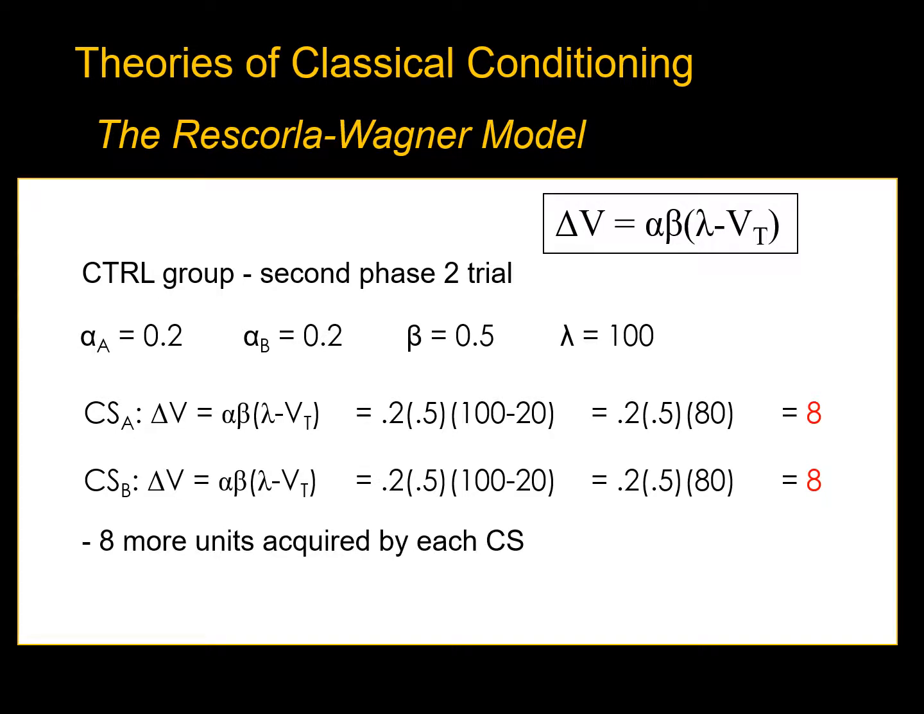And this will, I'm not sure I can model a third trial here. What would V sub t be?